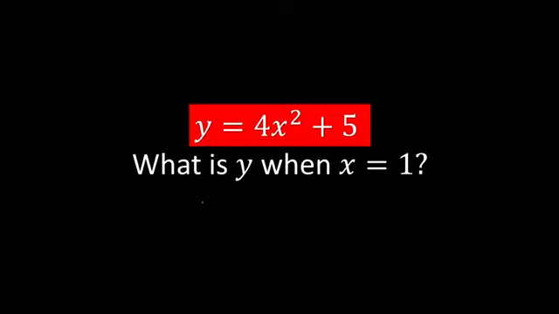Let's say given y is equivalent to 4x squared plus 5, what is y when x is equivalent to 1? This is very easy, right? We just need to substitute x is equal to 1 into the equation, and now we have the answer for y, which is 9.